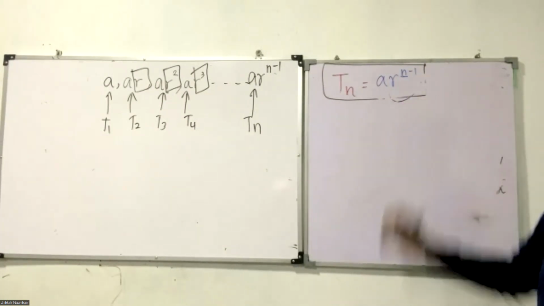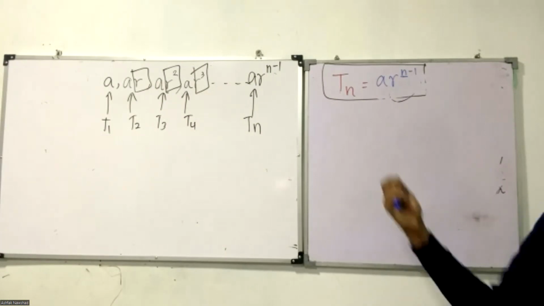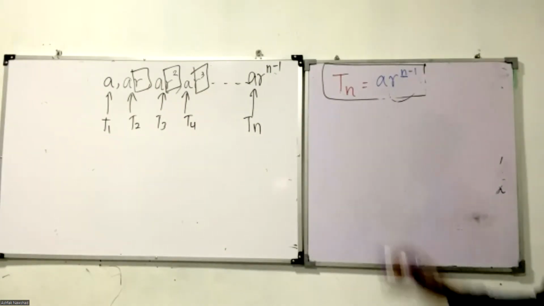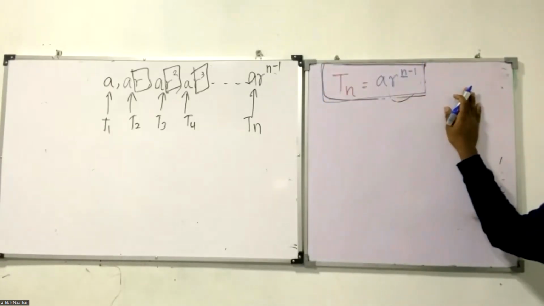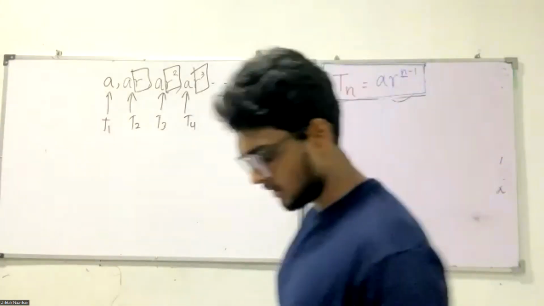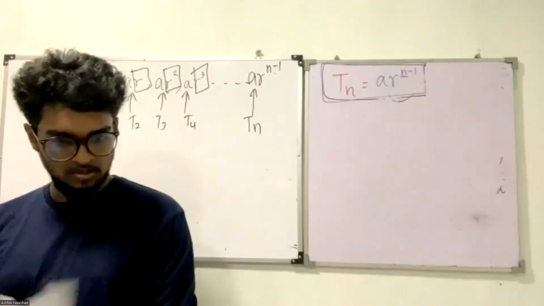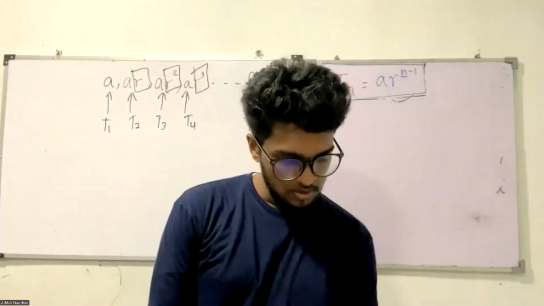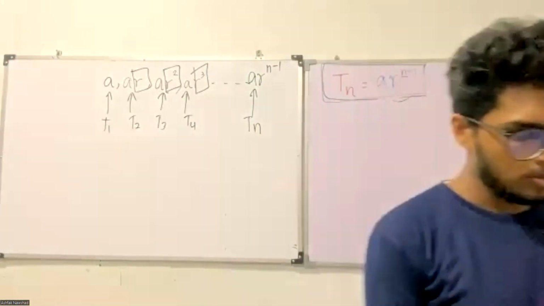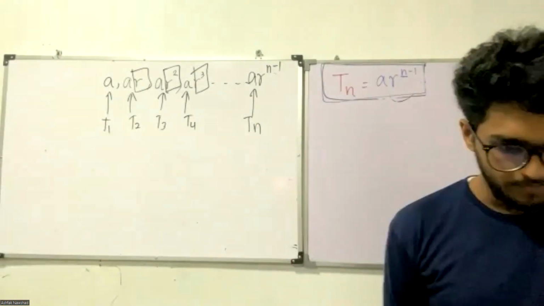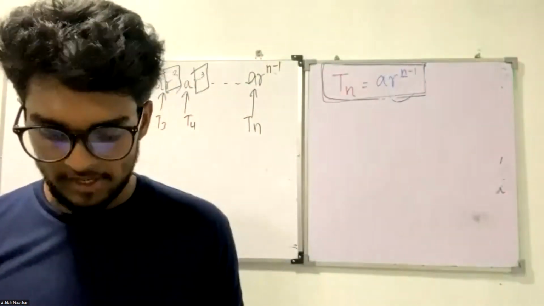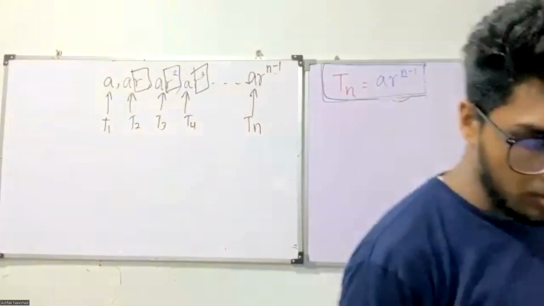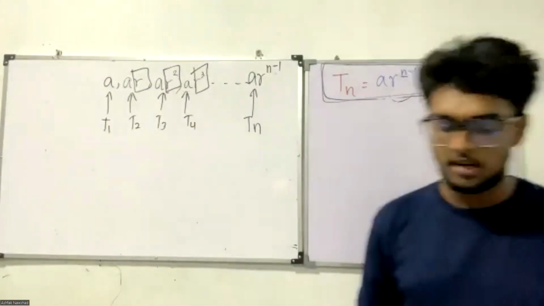N is the number, which number of the term? Which term is it? Correct? Is this formula understood? Have you got an idea of how to use it? Yes, okay. The responses are positive. Right. Let's go to page number 4 and try out the first question. If you get an answer for it, then you're good to go. The formula is very well understood.